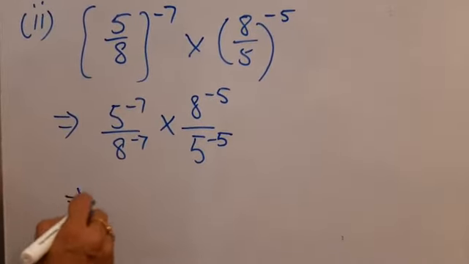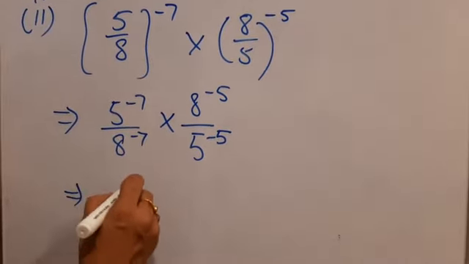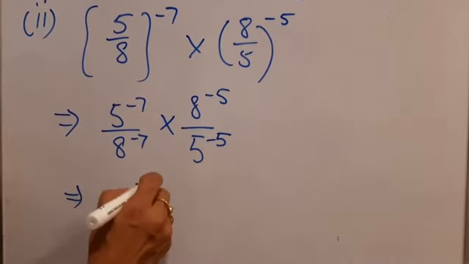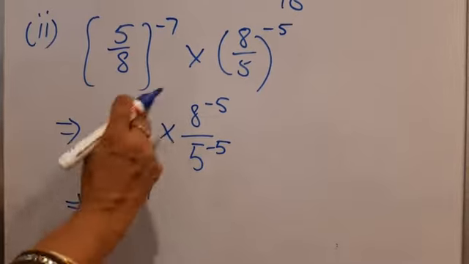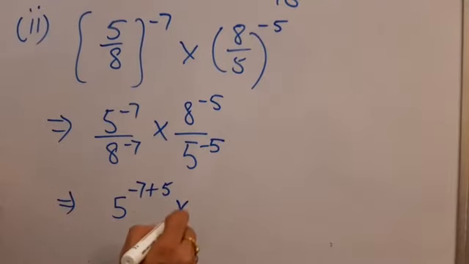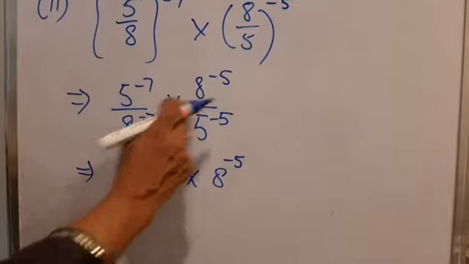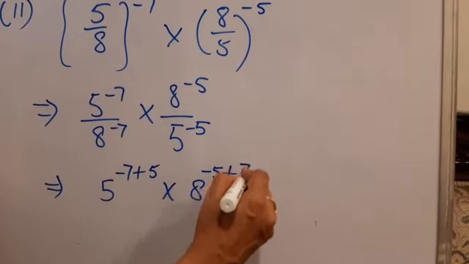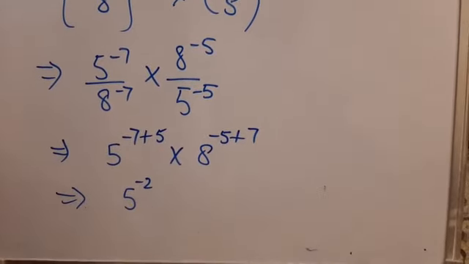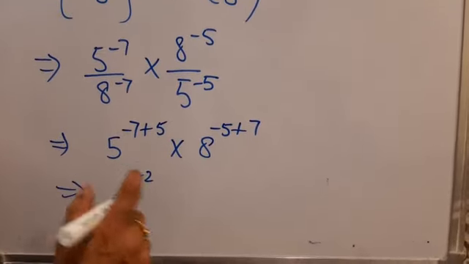Now combine all the terms of same base, like 5 raised to power minus 7 and here the negative power is in the denominator. To make it positive, I will take it in the numerator. So it will become positive 5. Same way this will remain the same. This negative power will come here and become positive. So 5 raised to power minus 2, because minus 7 plus 5 will be minus 2.